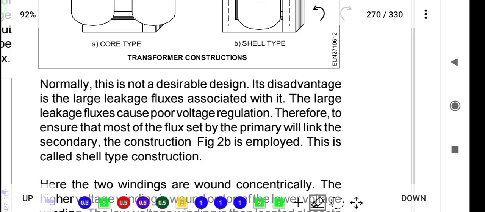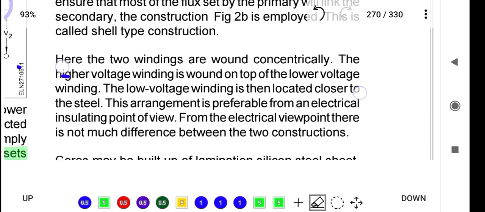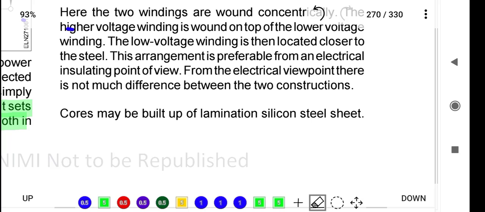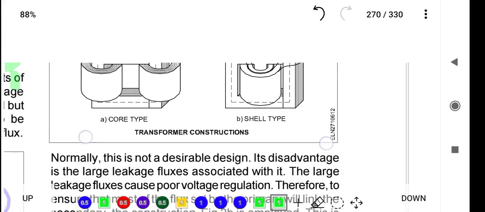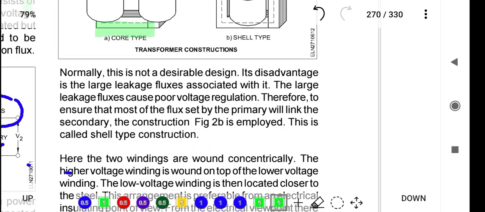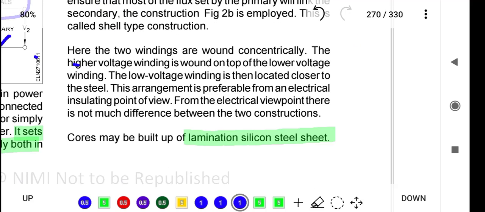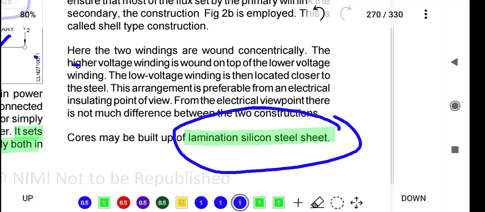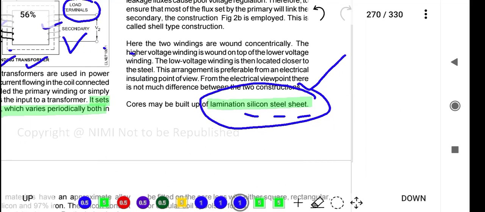So next we see here. Next, the core may be a lamination of silicon steel sheet. This is also one important point, silicon steel sheet. These are the cores. This core is made up of silicon steel stamping, silicon lamination, silicon steel sheet. This is a very important point. You have to remember this point also.